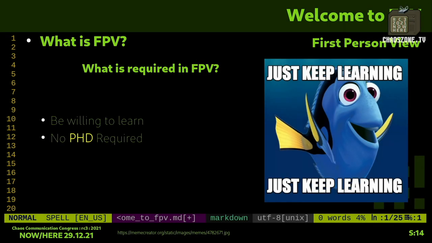So, what is required in FPV? As I mentioned before, you don't have to have a degree in aerospace engineering in order to build and fly FPV quads. All you need is a willingness to learn, and later down the road, the only required skill is to be able to solder, especially if you plan on building your own quad. So, it's a learned skill. It comes pretty quickly, actually. All the same, having a deep understanding of electronics, radio propagation, software, and 3D printing is not required, but a plus.